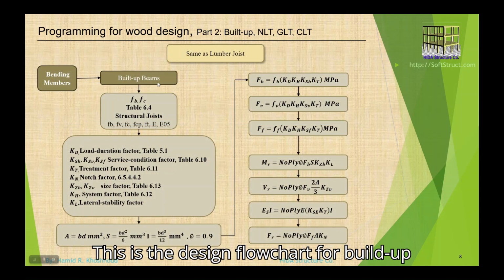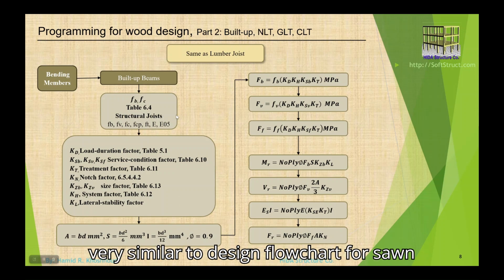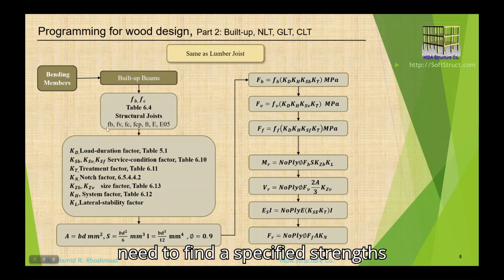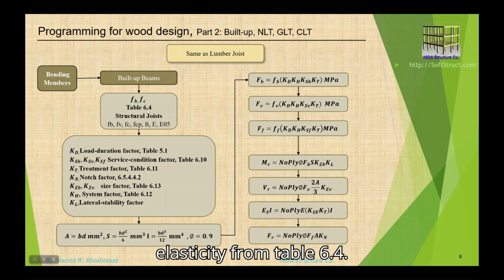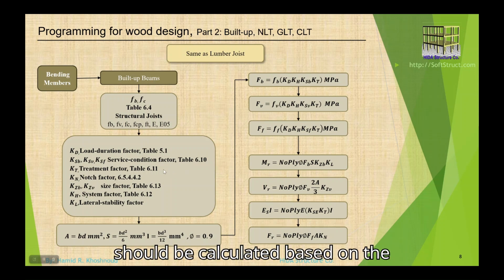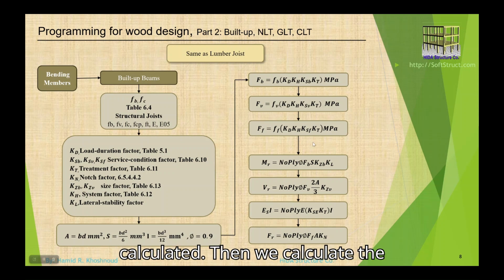This is the design flowchart for built-up beams as per CSA O86. This is very similar to the design flowchart for sawn lumber joists. In the first step, we need to find the specified strengths such as Fb, Fv, and modulus of elasticity from table 6.4. In the next step, modification factors should be calculated based on the relevant tables or clauses. After that, the gross area, section modulus, and moment of inertia should be calculated.